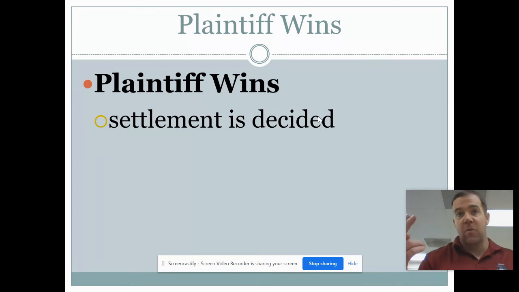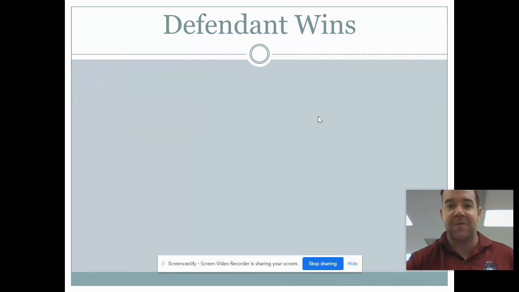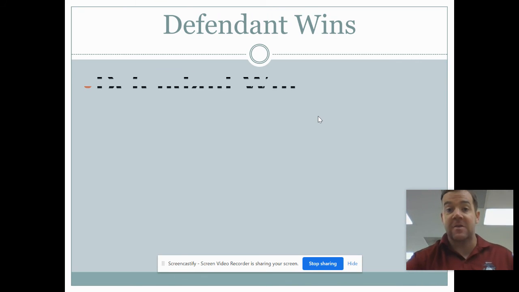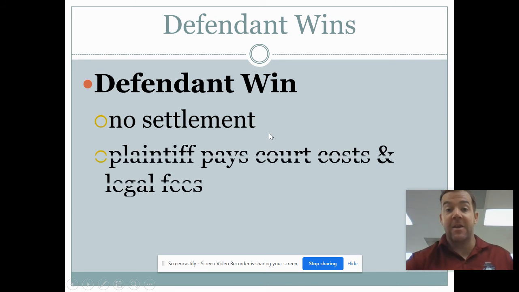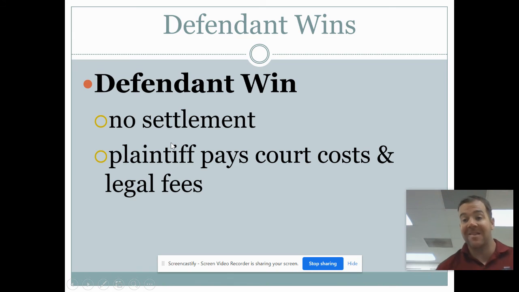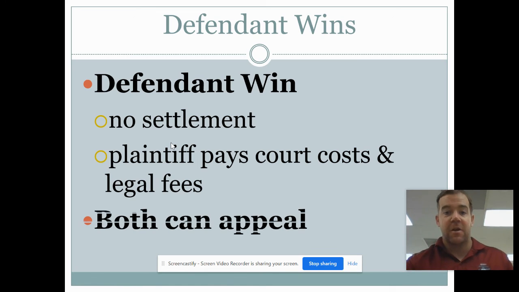So meaning that the plaintiff wins, the defendant loses, but the plaintiff gets their money. Right, a settlement's decided. So a lot of times you'll see if you watch Judge Judy, she slams her gavel down and they'll say, "Hey, you owe them $400." All right, and that's what the settlement is if the plaintiff wins. Now, if the defendant wins, all right, the defendant doesn't get money, but they don't have to pay the court costs or the legal fees. The plaintiff has to pay that. All right, so that's kind of the difference here in the sides.